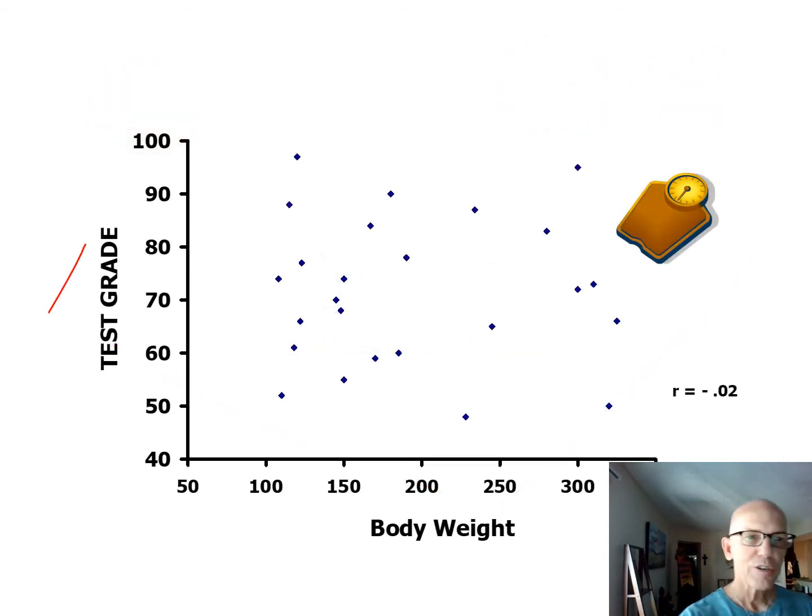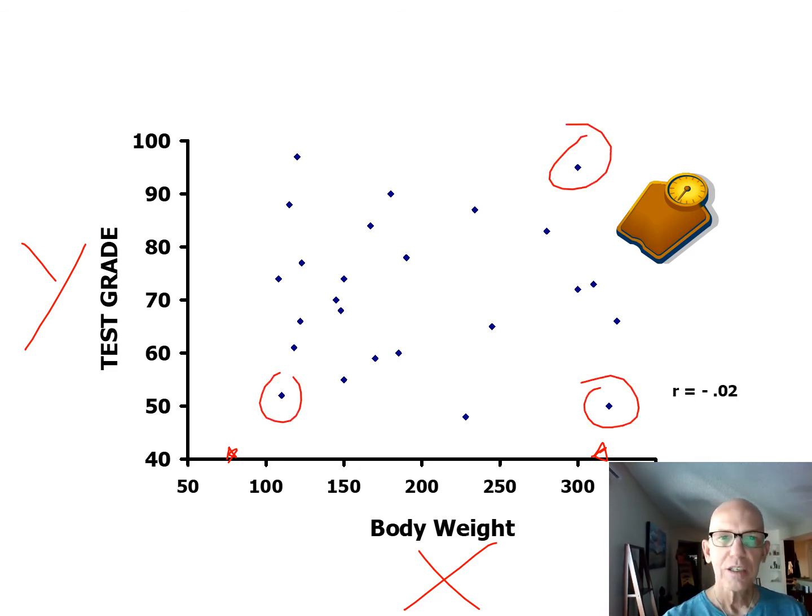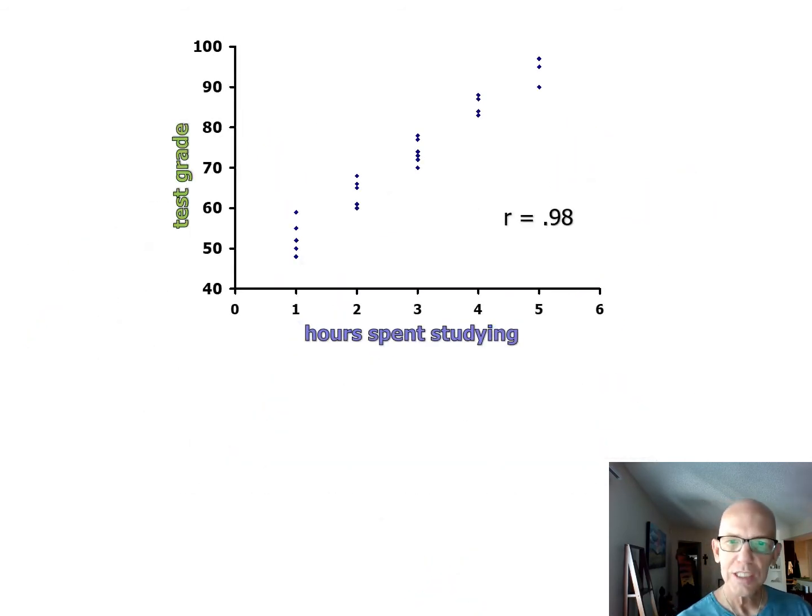Body weight and test grade is my example of no relationship. Doesn't matter if you're light or heavy, you can make a bad or a good grade. There's no relationship.